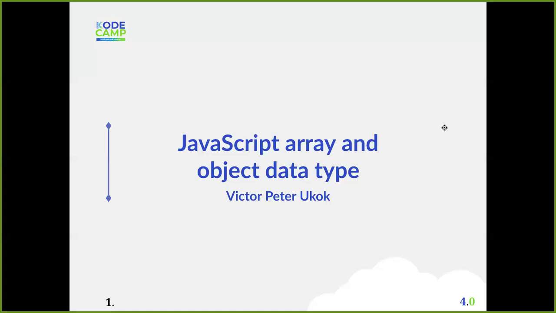Okay, we've talked about strings, numbers, and booleans in the classes before this one. So today we are going to be looking at objects and arrays. I think we are also going to talk a little bit about Git and GitHub and how they work too. But let's start with JavaScript arrays and object data types. So let me give an introduction to it.